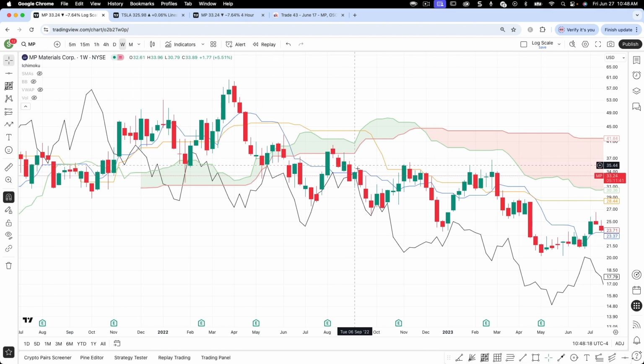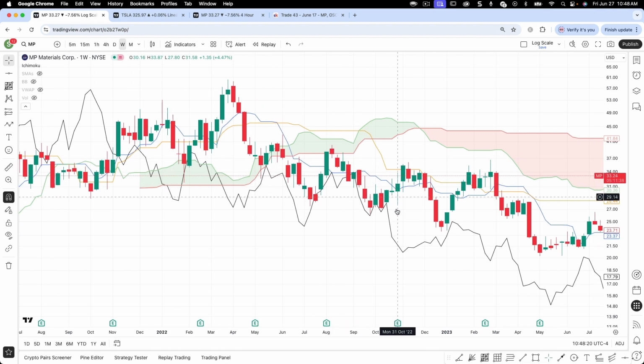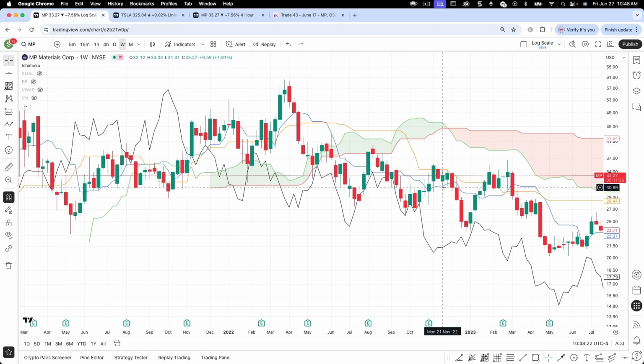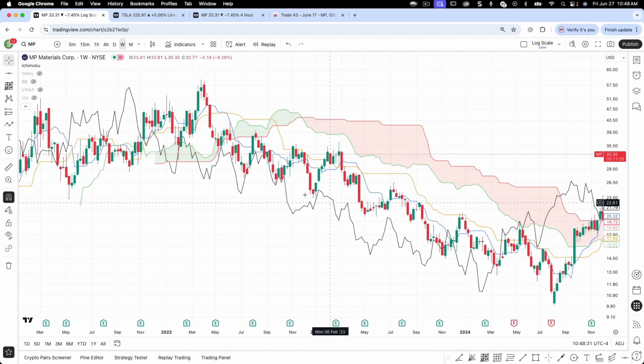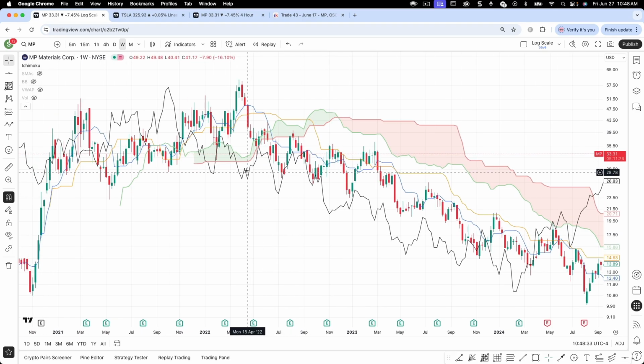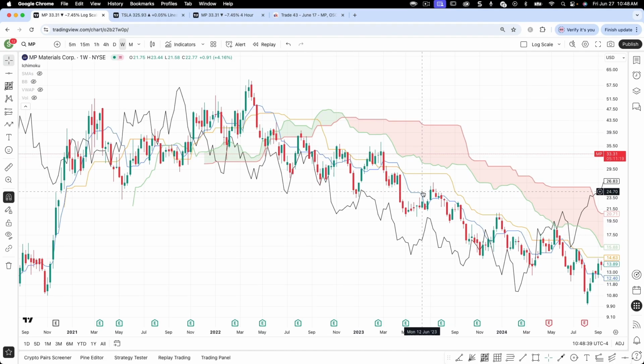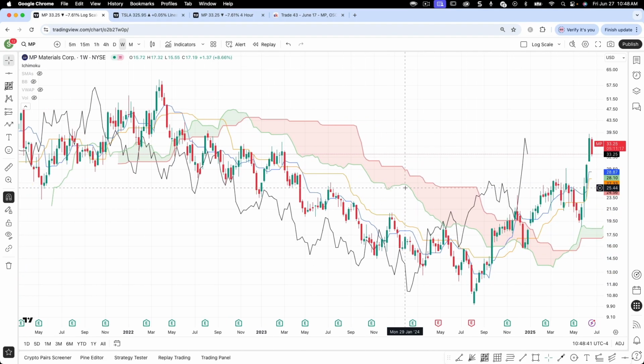And now we're breaking down again here, and we keep testing the baseline and the conversion line. But right there would have been more signs of getting rejected, along with some of the other indicators and general market structure, that things are a little bit bearish now. Certainly below the cloud, and the future cloud is red. Below the conversion line, below the baseline, not really a great sign with the Ichimoku Cloud.